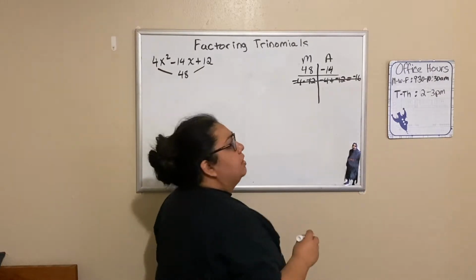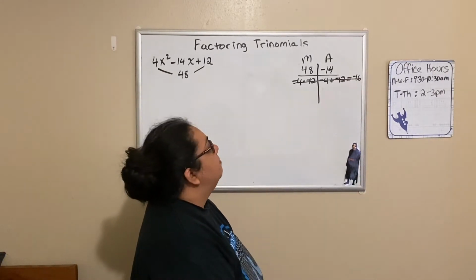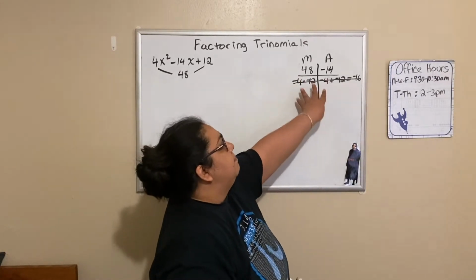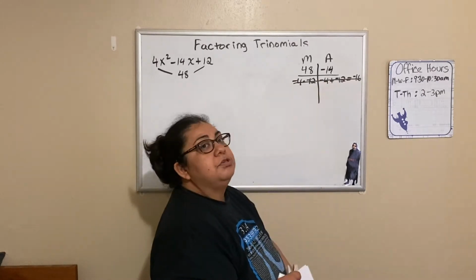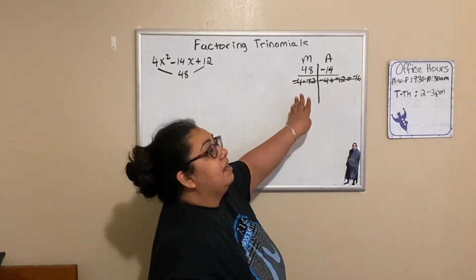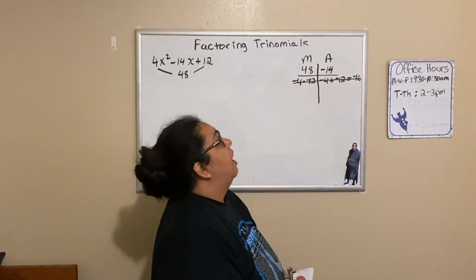And at this point, you probably want to play with your calculator a little bit and find numbers that multiply to give you 48 and keep adding them. Keep making a list of these numbers until you find negative 14. Remember, you want the numbers to be negative. Both numbers should be negative because 14 is negative and 48 is positive.